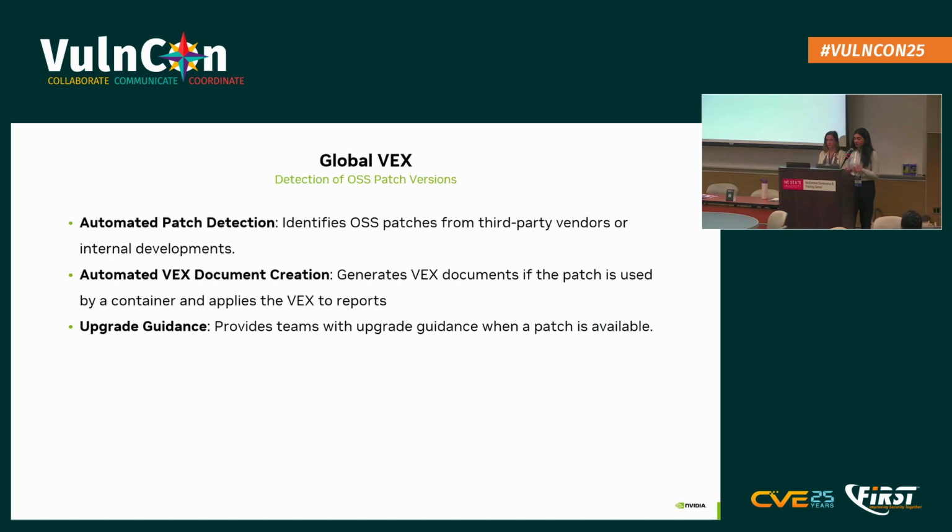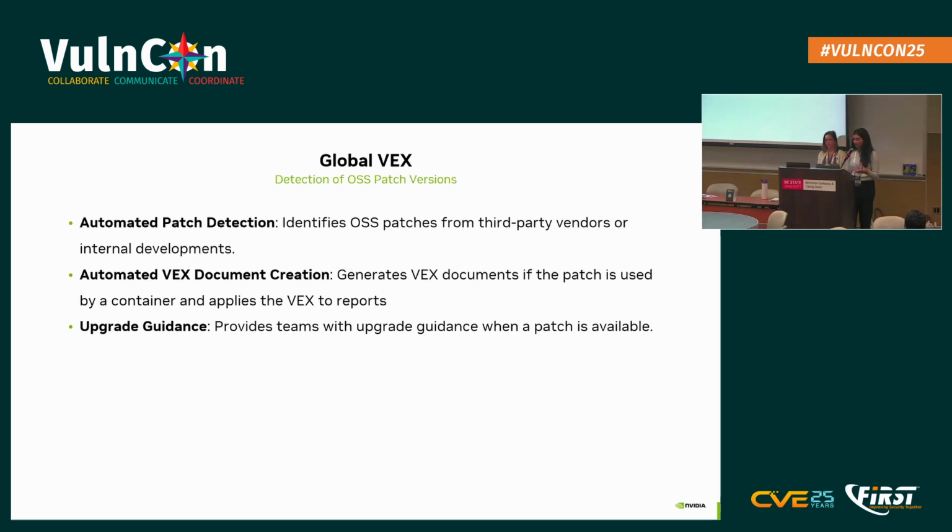So this includes automating the detection of the OSS patches, generating the VEX documents, and then applying the VEX to the reports so that whatever patches are used, we just filter those out from the vulnerability reports to reduce the noise.